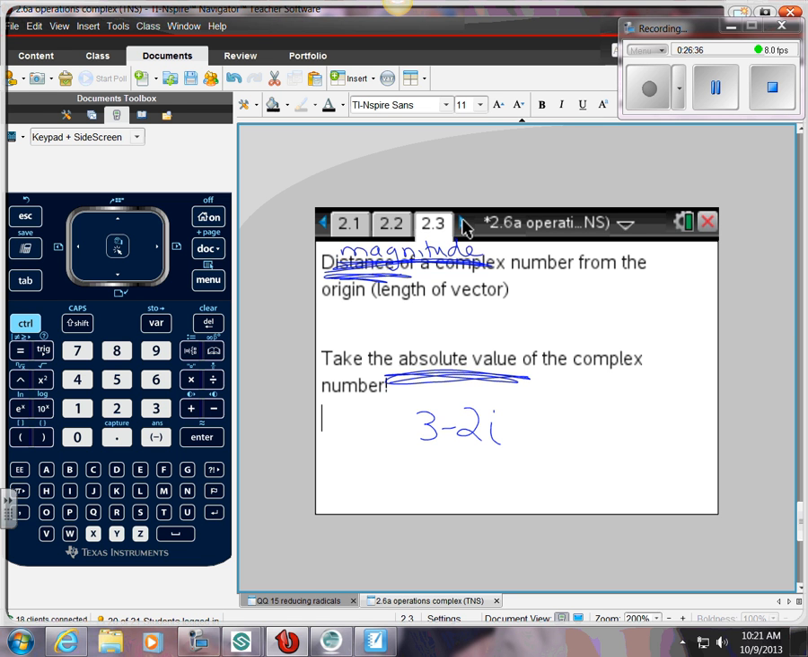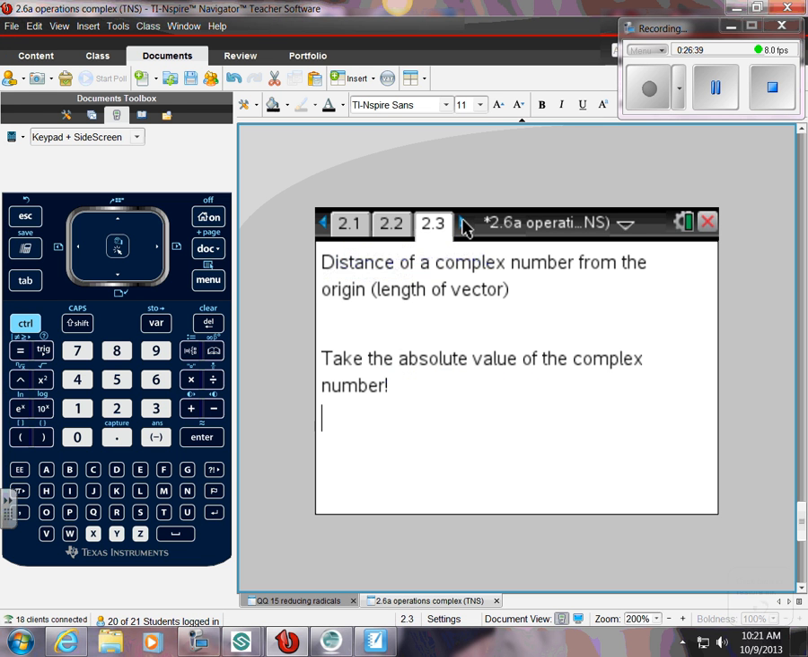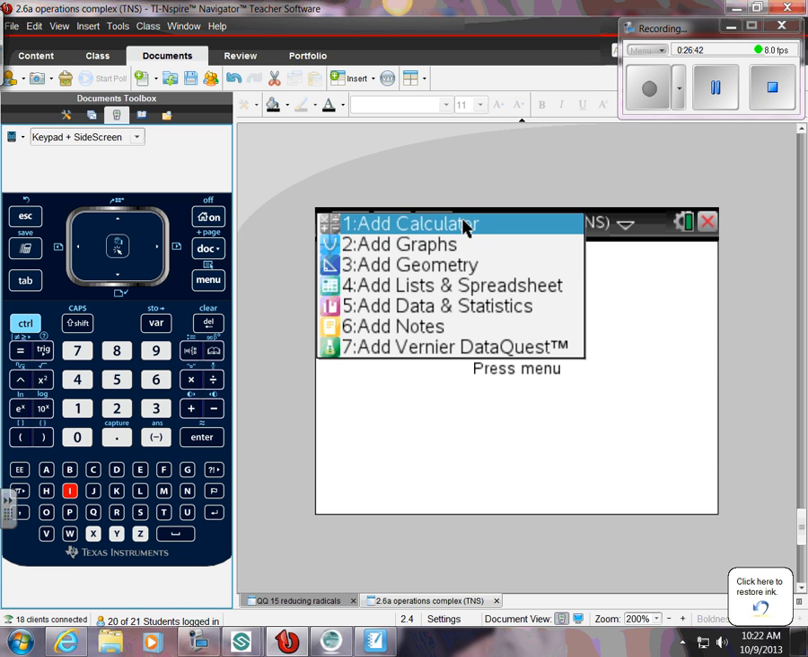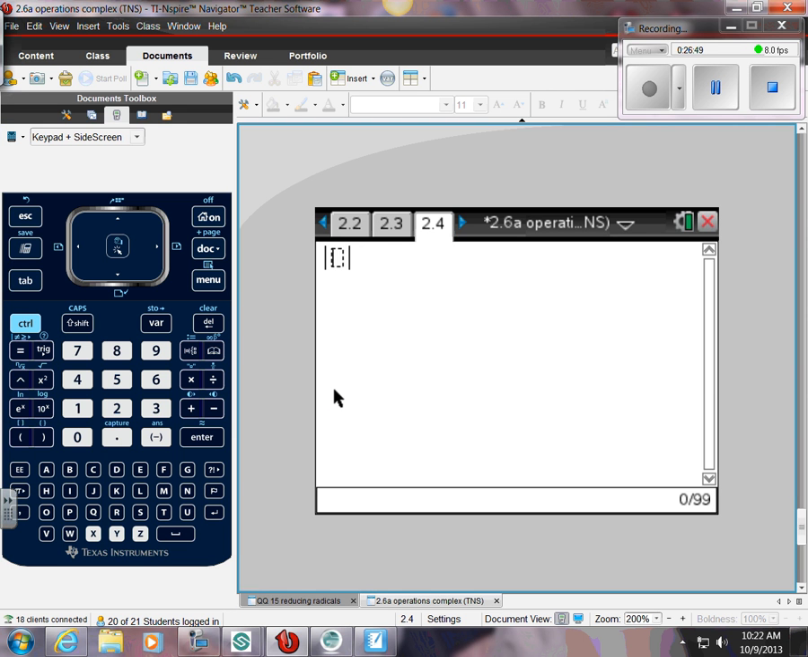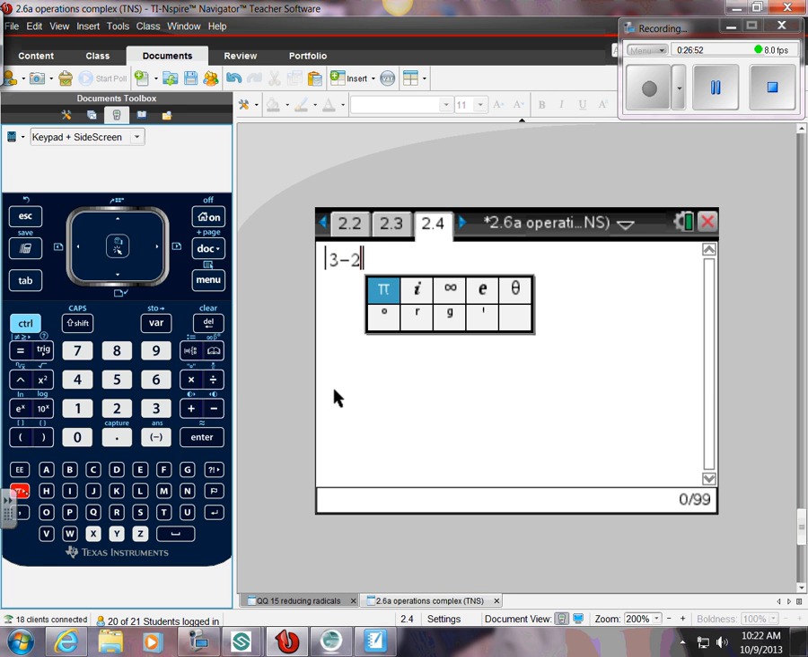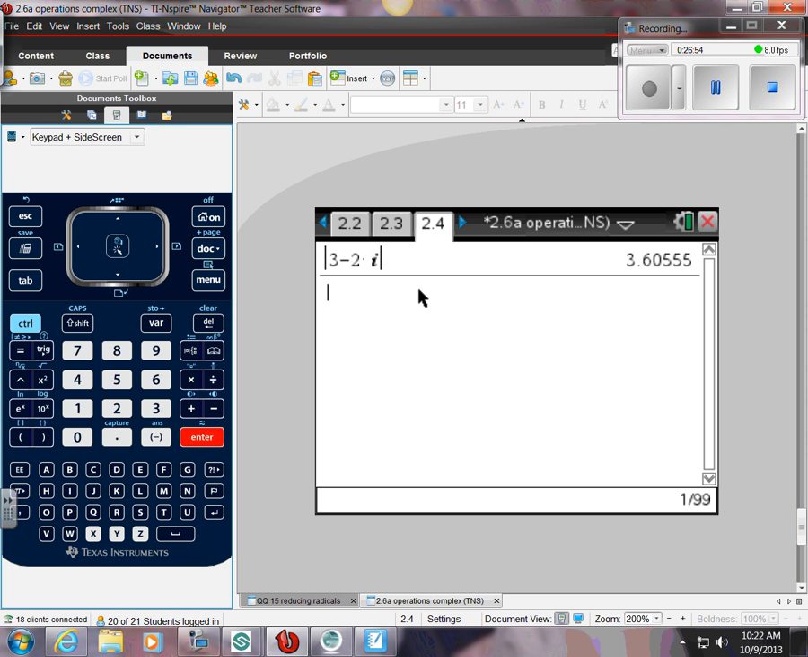Calculator. Yes, okay. So we're going to put in a calculator page. Absolute value is in the key next to the 9. Math template key. 3 minus 2i. 3 minus 2i. 3.60 or 3.61 is my magnitude. Okie dokie. So if I ask for the magnitude of a complex number, you're going to do what? Put the absolute value of the complex number into the calculator. Are we good? All right, I'm going to save the last page for tomorrow.